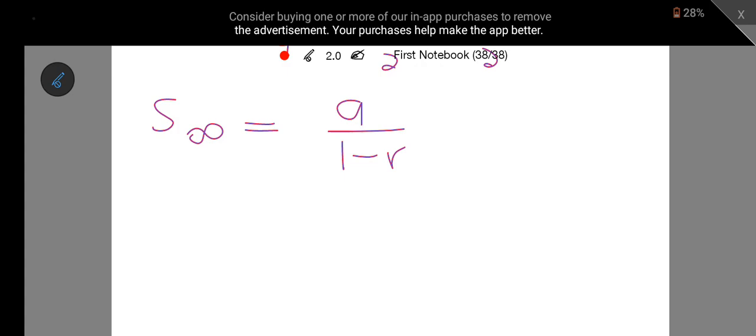Don't mix this formula up. Don't say R minus 1. No, it's 1 minus R. It's given in the formula sheet. Make sure you check it at the back of your question paper. It will be provided to you.